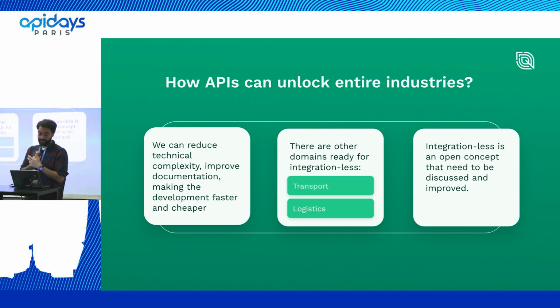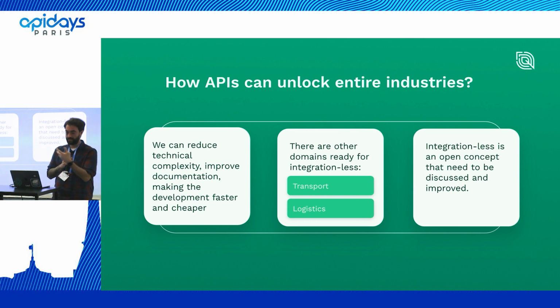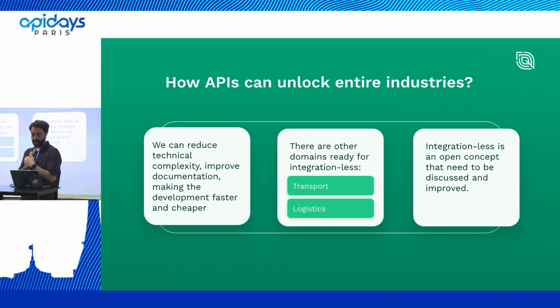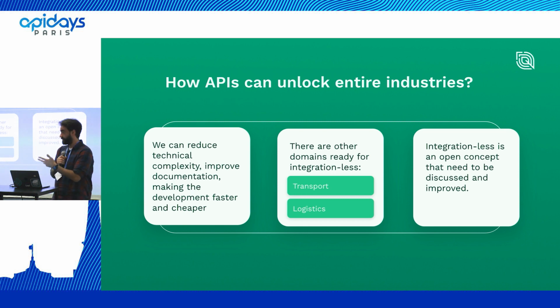We can reduce the technical complexity for the industry, like improving documentation and making development faster and cheaper. We believe that there are other domains that are ready for integration. We are pretty close to two of them, transport and logistics, where an API like ours could help a lot. And integration-less is an open concept that we are discussing and improving, and of course we want feedback on that.